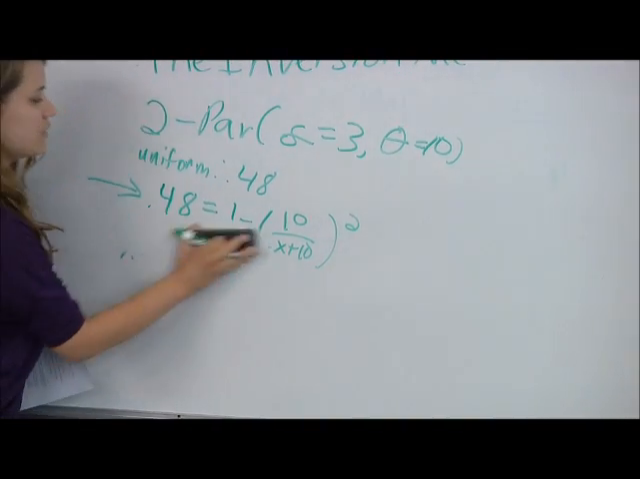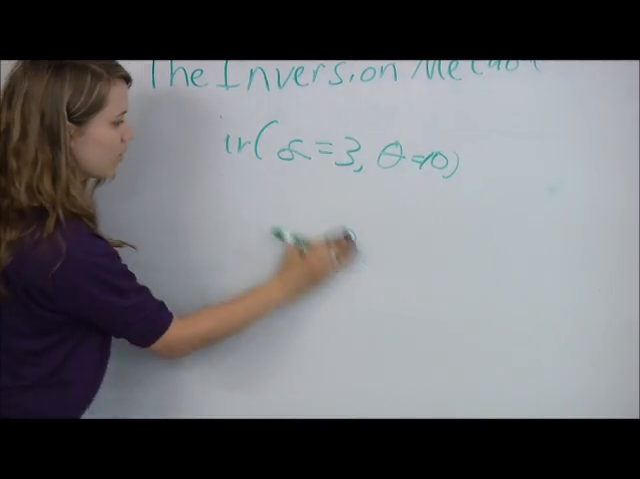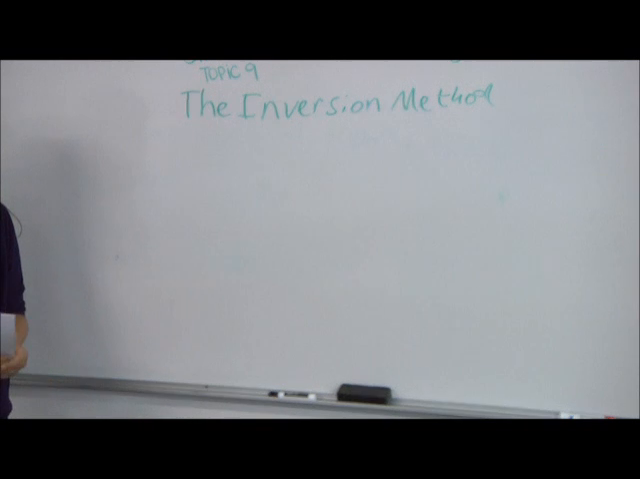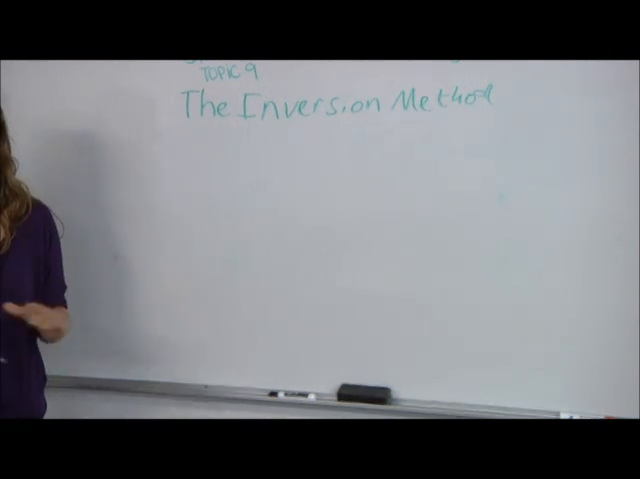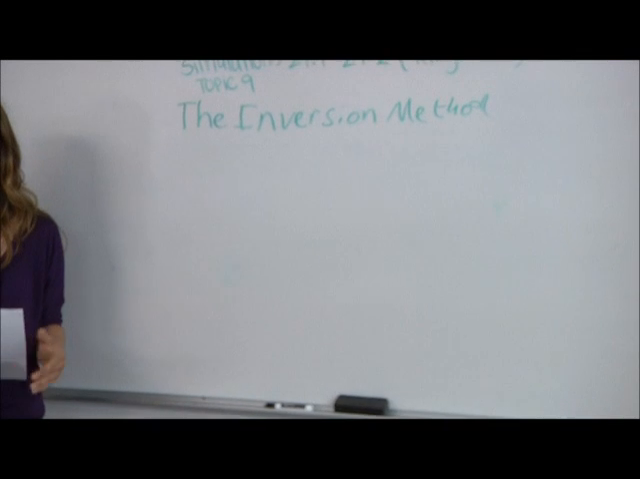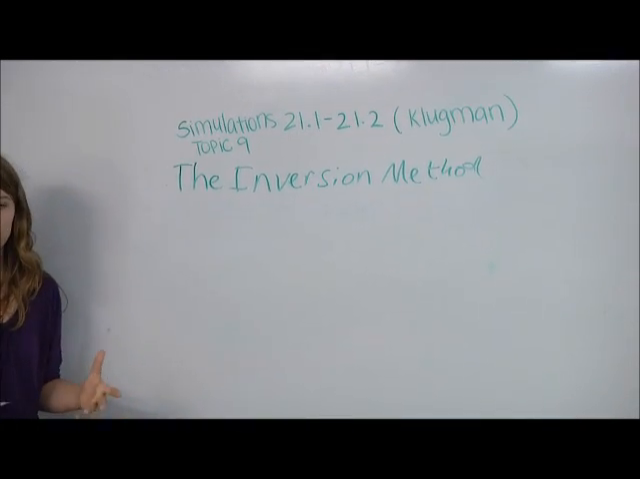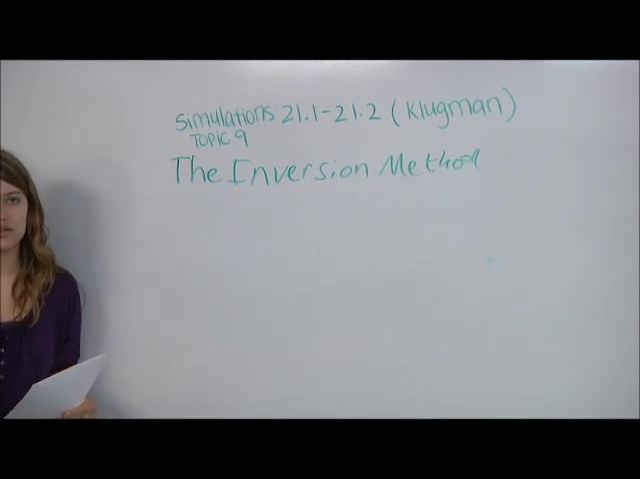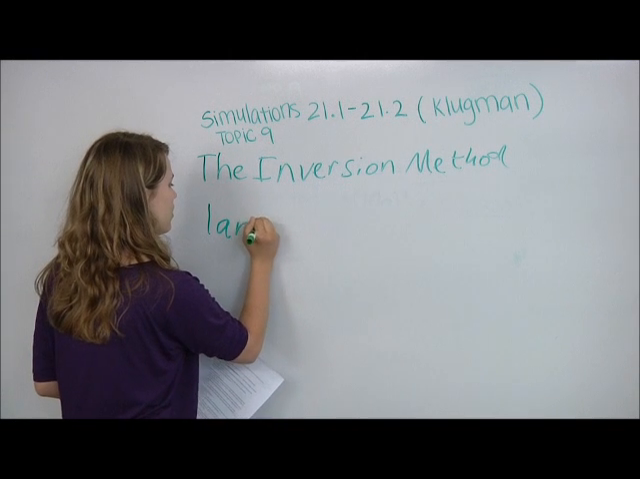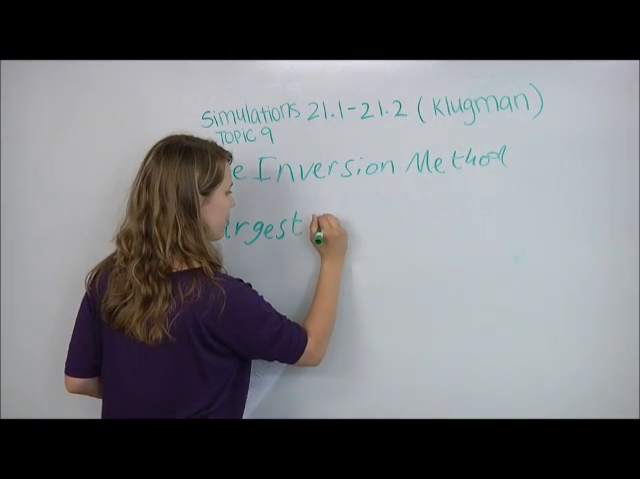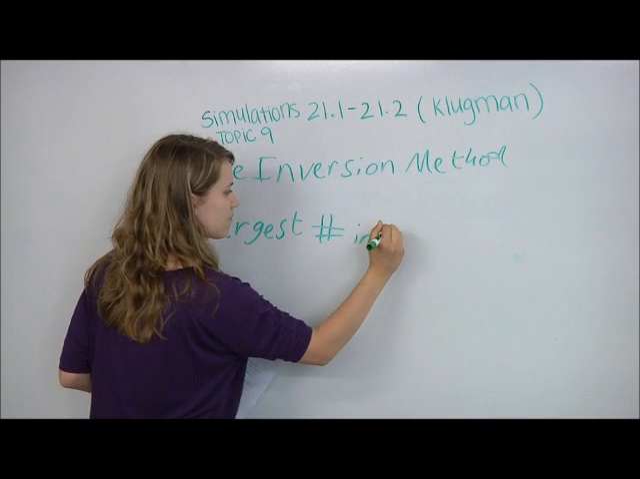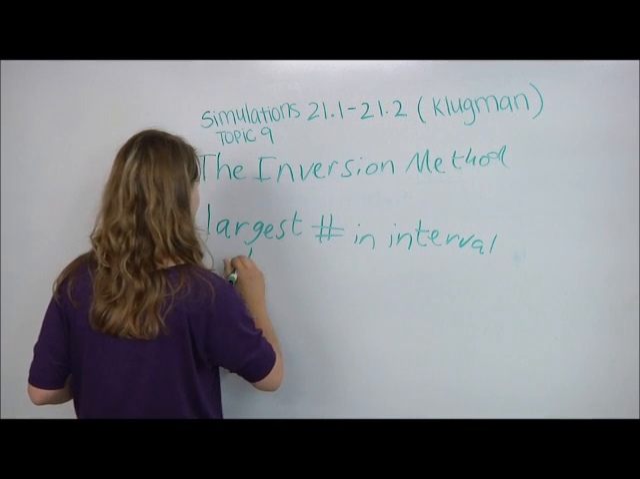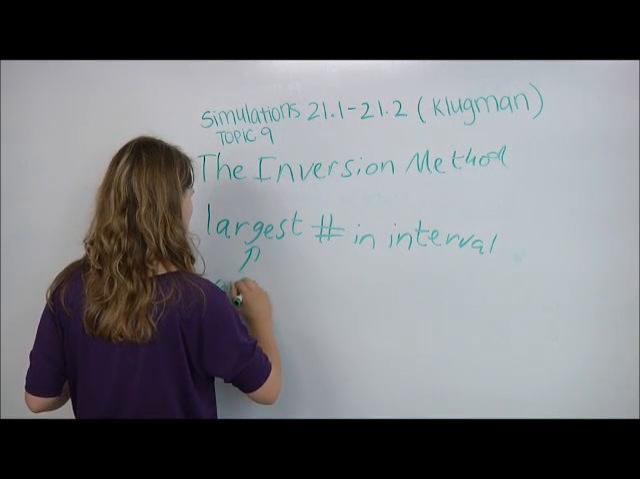Now, some special cases that might come up with the inversion method: for discrete distributions, if you have probability or cumulative probability distribution functions that are constant over some interval, you wouldn't know what exactly to set your x equal to. And what we do for these purposes is we choose the largest number in the interval. And again, this is for constant CDFs.